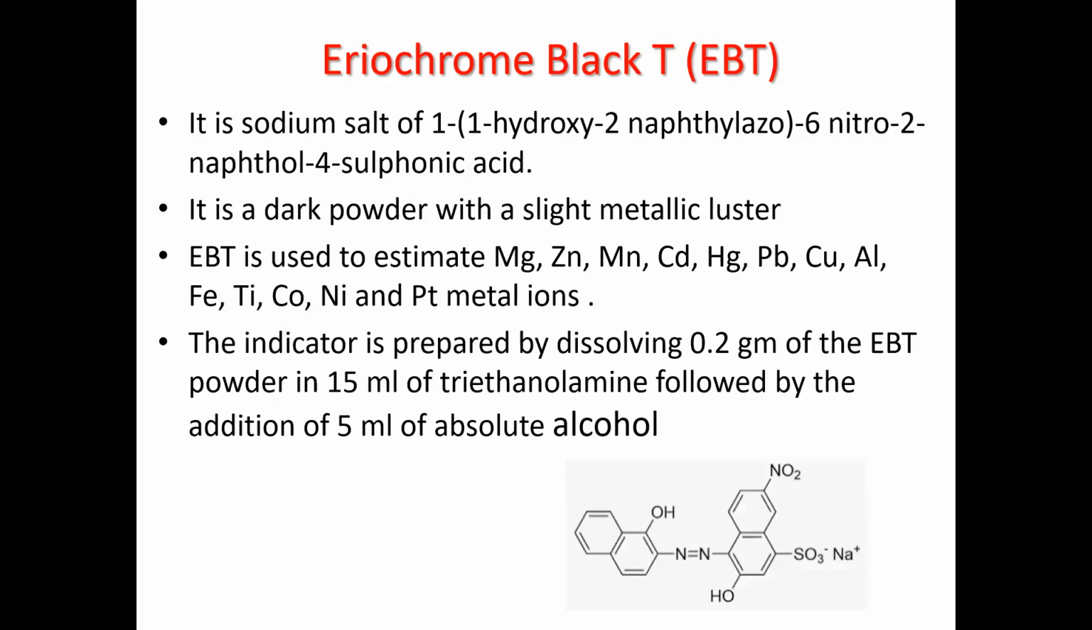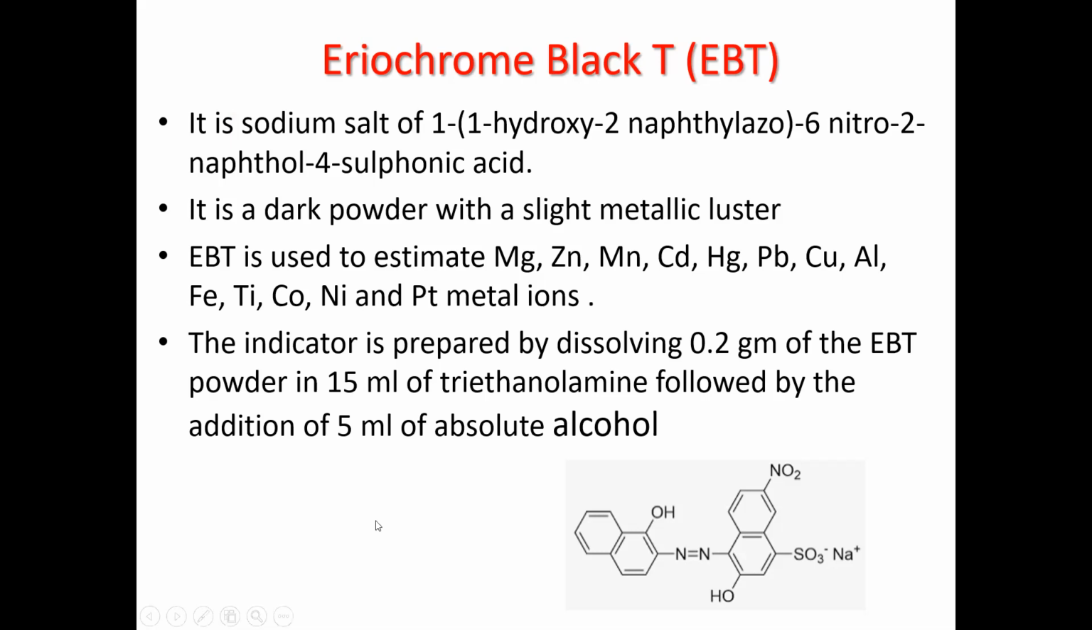So we'll look at a few of them. Eriochrome black T, this is the structure, is a sodium salt of 1-hydroxy-2-naphthylazo-6-nitro-2-naphthol-4-sulfonic acid. Quite a very long name. So you can see that it is an organic reagent, a sodium salt of an organic reagent. It is a dark powder with a slightly metallic luster, and it is used to estimate the levels of many metals like magnesium, zinc, manganese, cadmium, mercury, lead, copper, aluminum, iron, titanium, cobalt, nickel, and platinum metals.